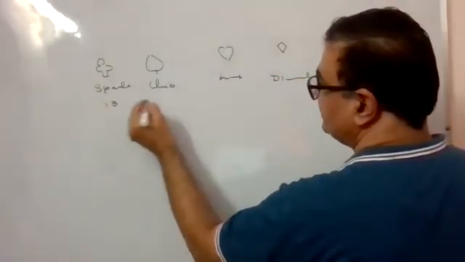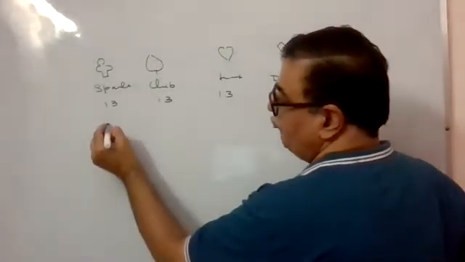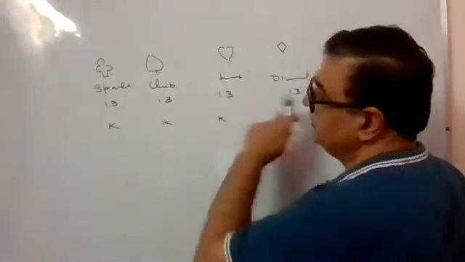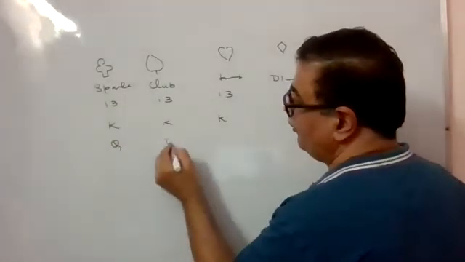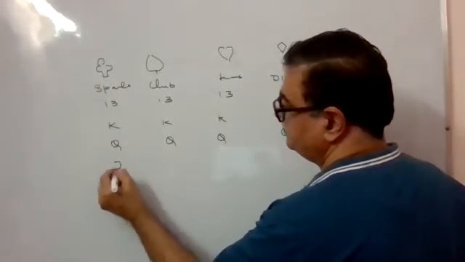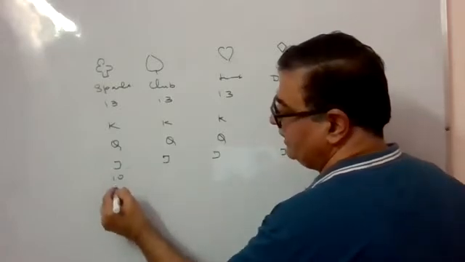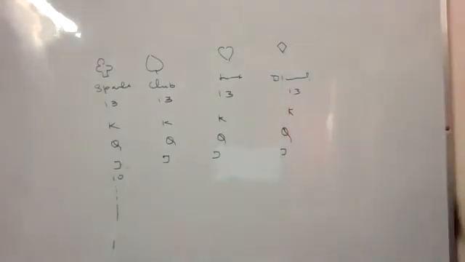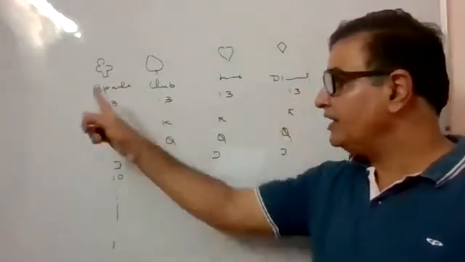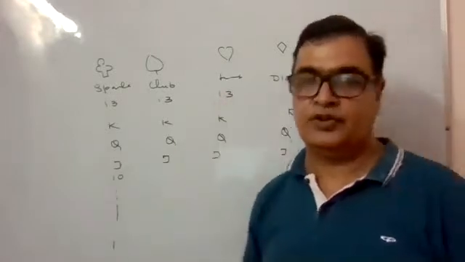This has 13 cards, this has 13 cards, this has 13 cards, this has 13 cards. First king will be there in all, one king for all, right? Then we have queen for all. Then we have jack. And then we start with 10 till 1. So this way we will be having the 13 cards of one suit, 13 cards of another suit, 13 cards of another suit, 13 cards of another suit.